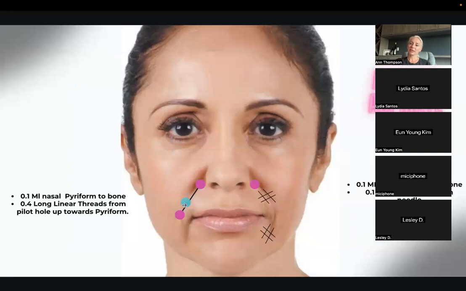So this is for the nasolabial fold or those piriform injections. Again, you want to do a total of 0.4 on each side of the face. If you are going to be using a cannula, you're going to do your pilot hole down here and then thread up your cannula and lay a total of 0.4 in one long linear line. If you aren't going to be using a cannula, you can do the tic-tac-toe cross-hatching method, and each individual line is going to be 0.1. Same thing with the marionette lines.